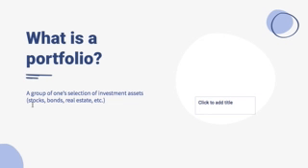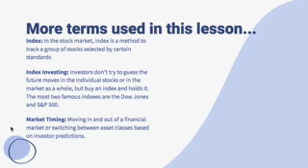So our first question, what is a portfolio by definition? Well, by definition, a portfolio is a group of one selection of investment assets, whether that be stocks, bonds, real estate, etc. Some other terms that we're going to use in the lesson are index. Index is defined as, in the stock market, a method to track a group of stocks selected by certain standards.